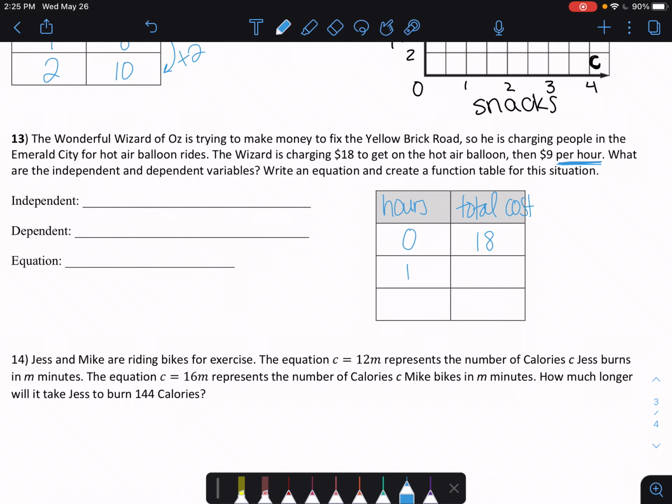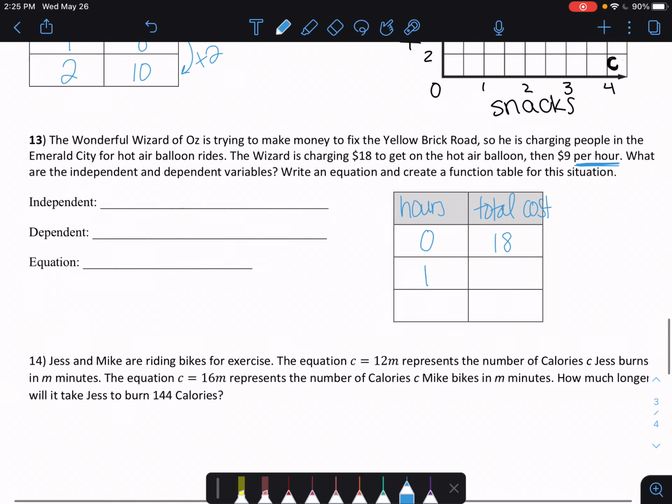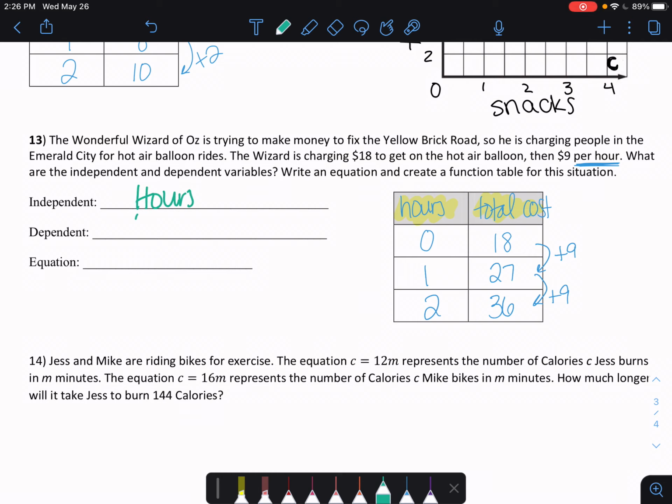If I ride the hot air balloon for 1 hour, I'm going to pay the $18 plus an extra $9, so it's going to be $27. If I ride it for 2 hours, I'm going to pay the $18 plus another $18 to ride the hot air balloon, so I'm going to pay $36. And again, this should be going up by 9. Because I was able to fill in my table with this information, the hours and the total cost, I can fill in my independent and dependent variables. So the independent variable is the number of hours and the dependent variable is the total cost.